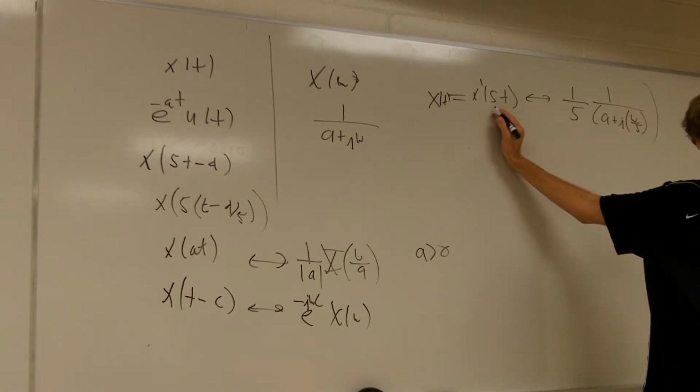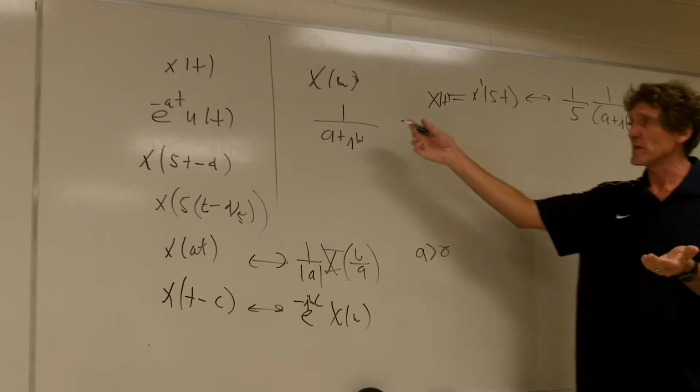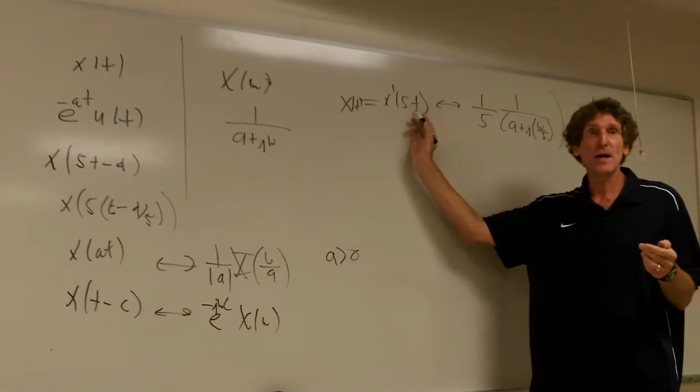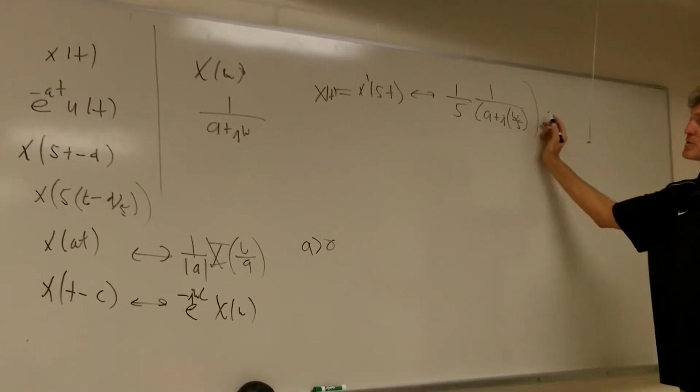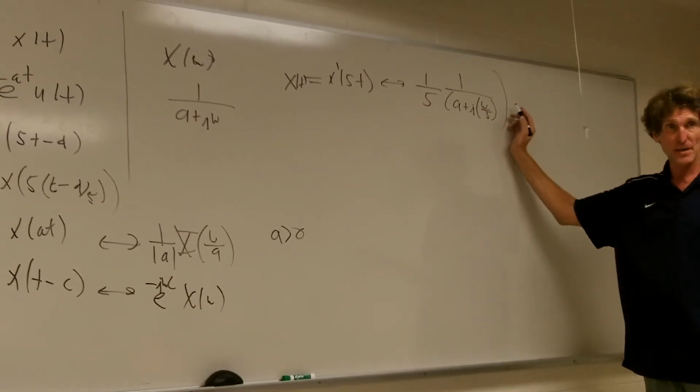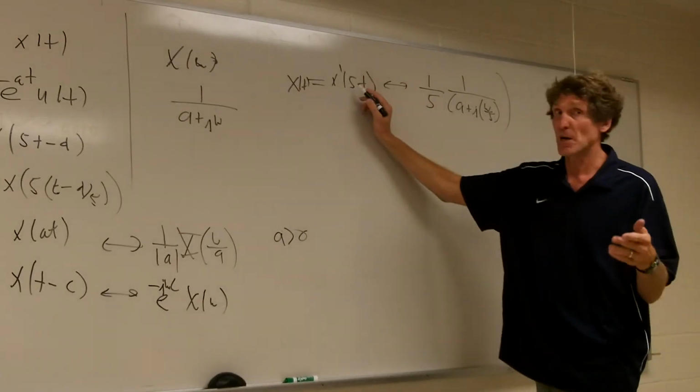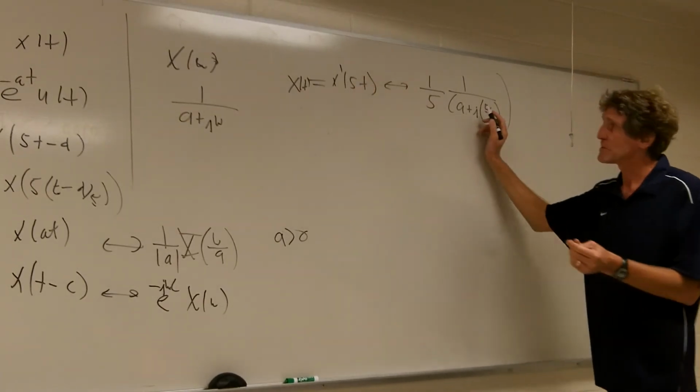You understand what I'm doing here? I said I had an old x of t. I didn't like it. It didn't fit the form. This is my new x of t that I happen to know the transform of. Got it? This x of t, which is my old x of 5t, goes to this.